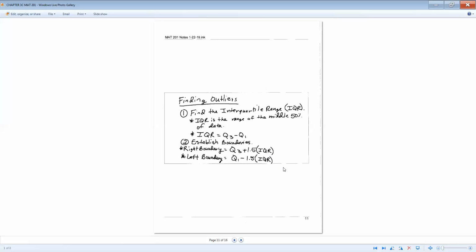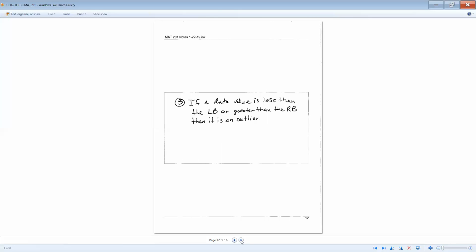If a data value is greater than your right boundary, then it's considered an outlier. If it's less than your left boundary, then it's considered an outlier. Those are our boundaries. If anything exceeds those boundaries, those are our outliers. And that's what it states here: if a data value is less than the left boundary or greater than the right boundary, it's an outlier.